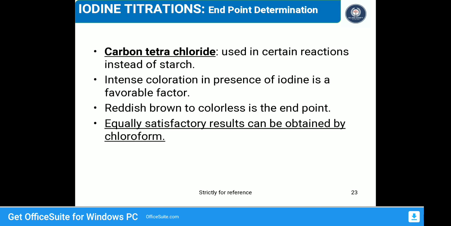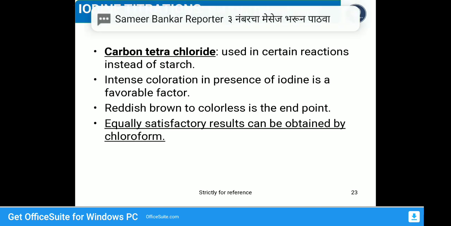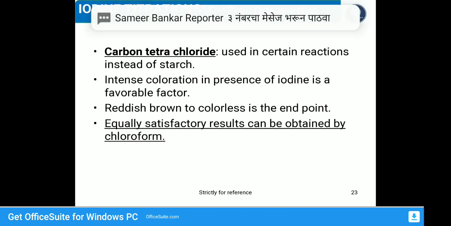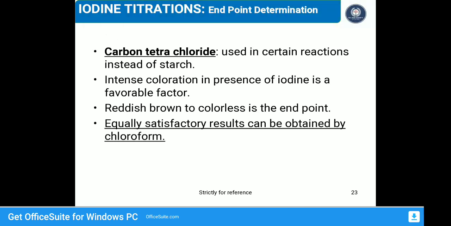Sometimes instead of starch we can use carbon tetrachloride because of its intense coloration in the presence of iodine, which is a favorable factor for carbon tetrachloride, which shows the endpoint as reddish brown color to colorless. Equally satisfactory results can be obtained with chloroform.